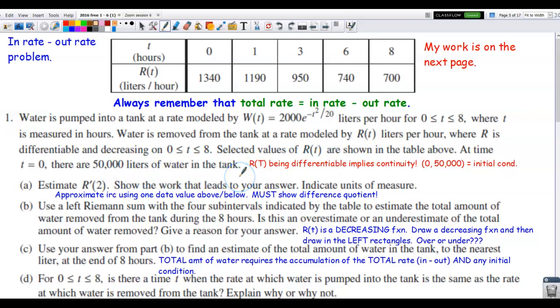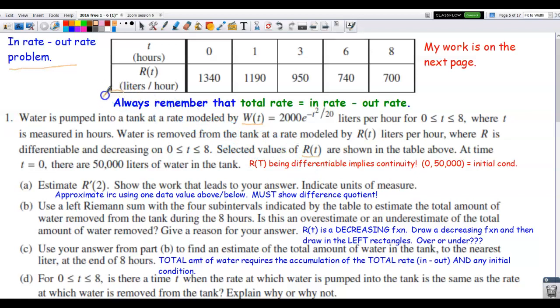So mainly in this video, I'm going to highlight the annotations that I've already provided for you that support your learning. For those of you who are in my class, you can access these answers. The first thing I want you to notice is that we are looking at a classic in-rate, out-rate problem. Water is pumped into a tank at a rate of W of T, and water is removed from the tank at a rate R of T. One key thing to remember is that both W and R are rates, and they're both measured in liters per hour.